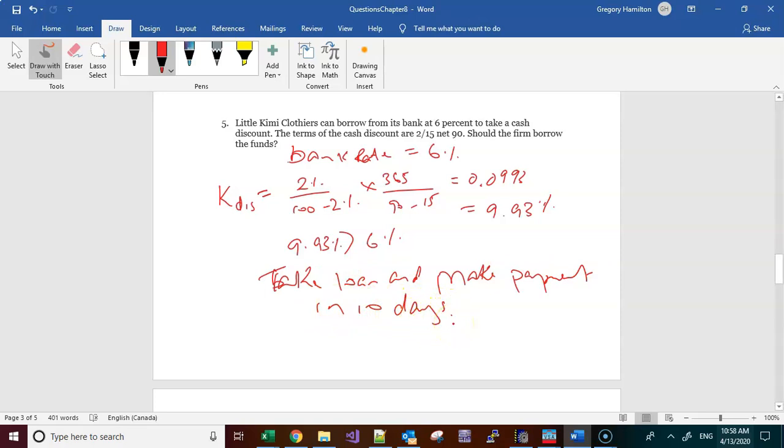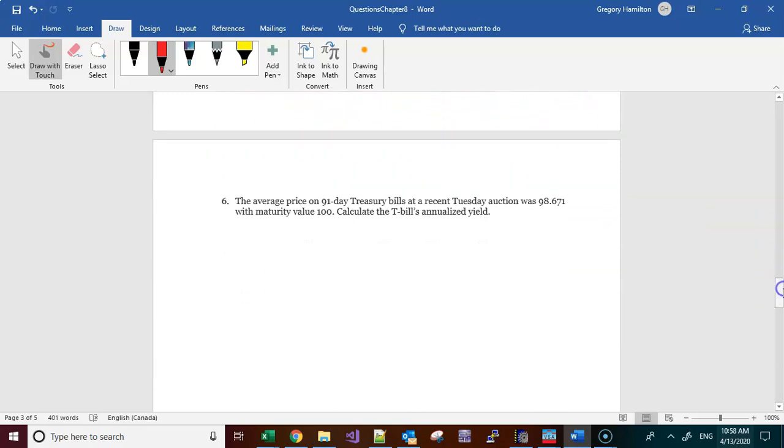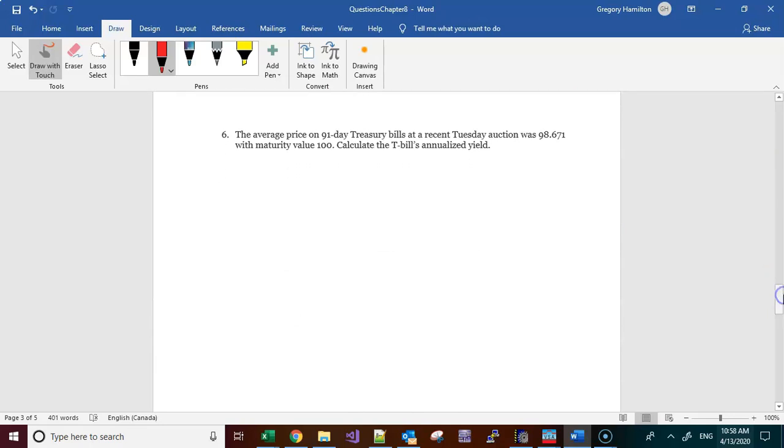So he should take a loan and make payment in 10 days. All right, let's move on to question 6. Question 6 says the average price on 21-day Treasury bills at a recent Tuesday auction was 98.671 with maturity value of 100. Calculate the Treasury bill annualized yield. So we want to do the Treasury bill annualized yield for question 6.